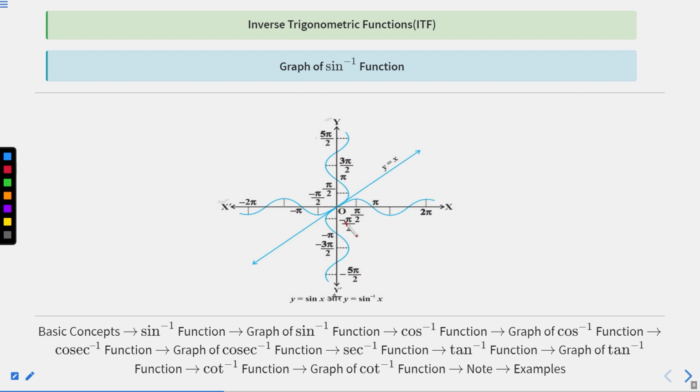The sine function is this in the interval minus pi by 2 to pi by 2, and its inverse graph will be like this. Okay, let's move to next, the cos inverse function.